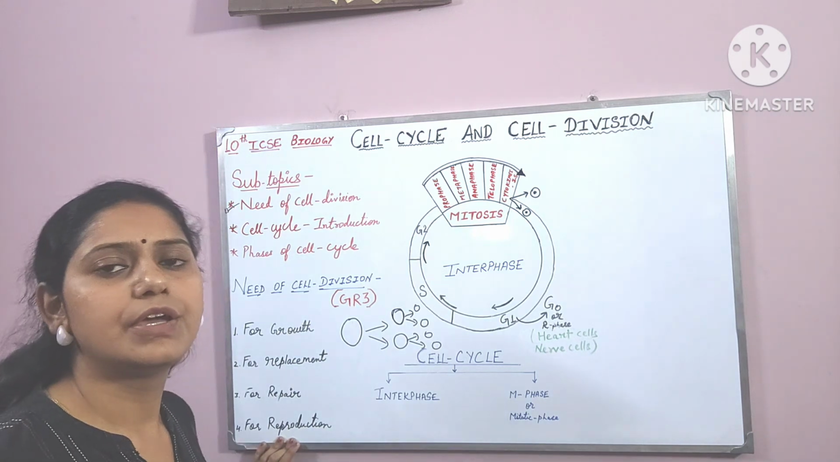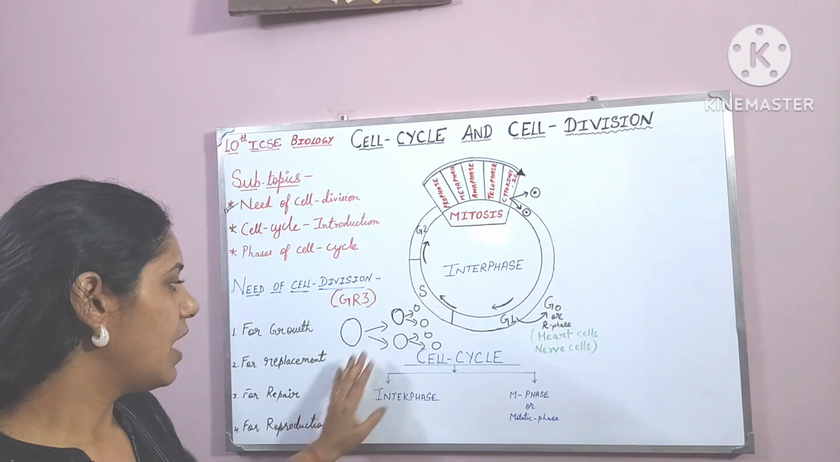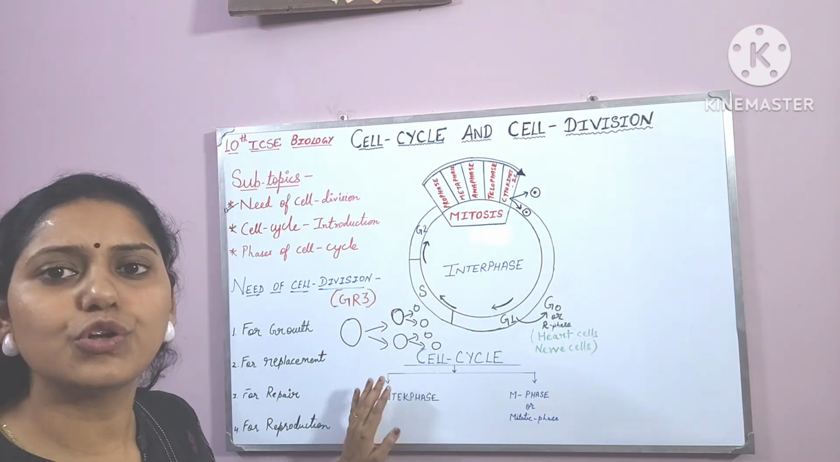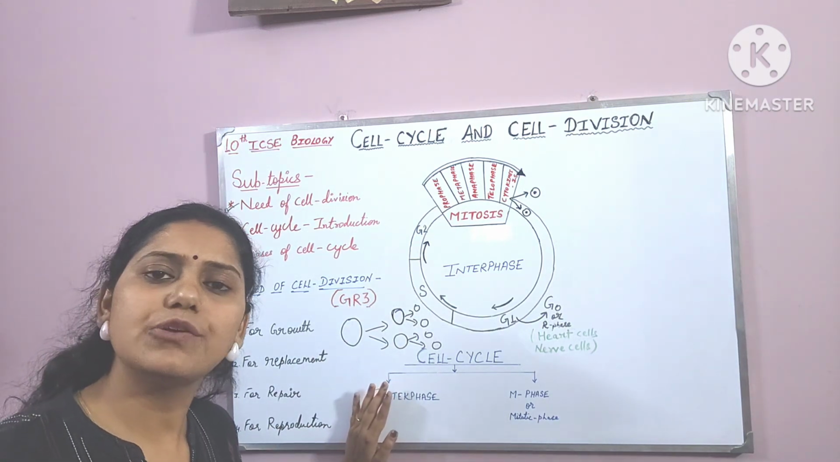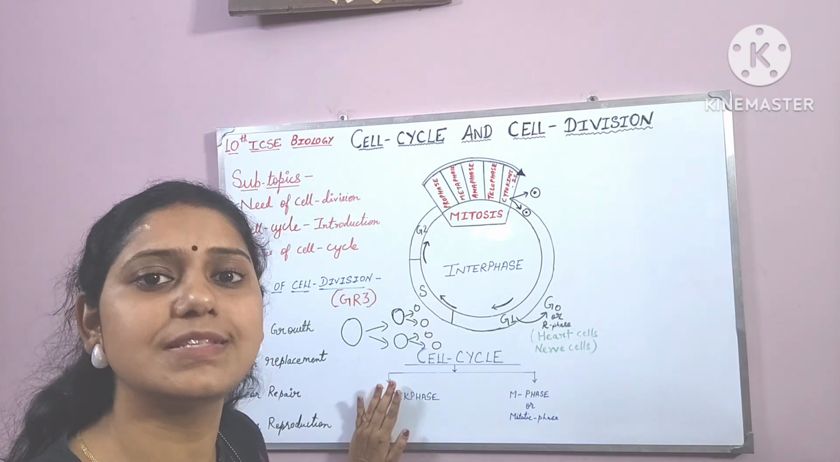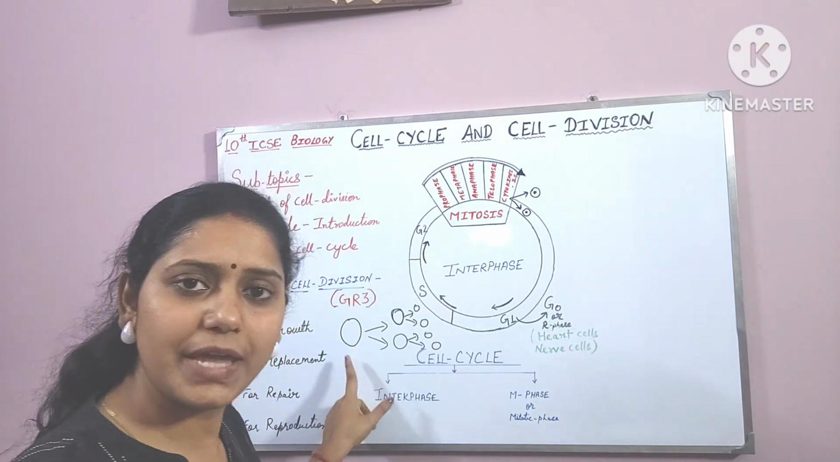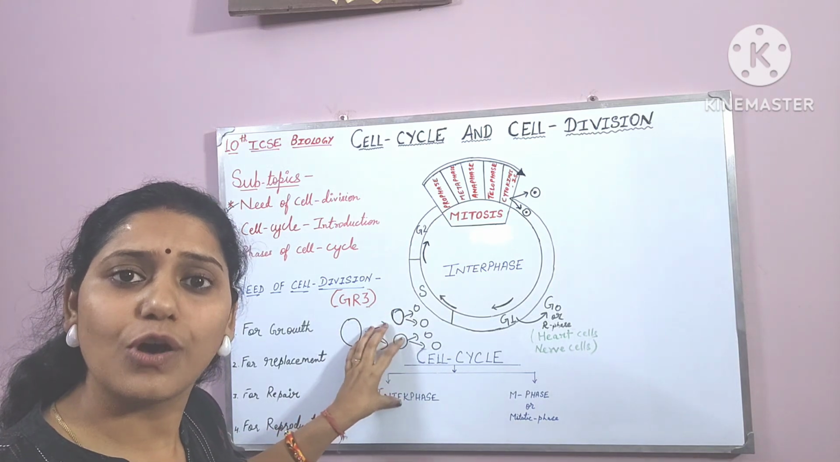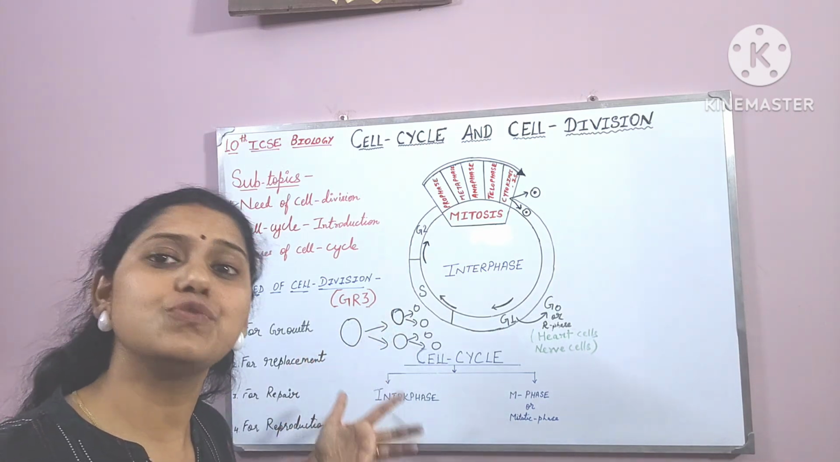And the last is reproduction. As I told you, this one parent cell will give rise to two daughter cells. In unicellular organisms, like the organisms which have only one cell, that one parent cell will give rise to two daughter cells, and these two daughter cells will be new individuals.